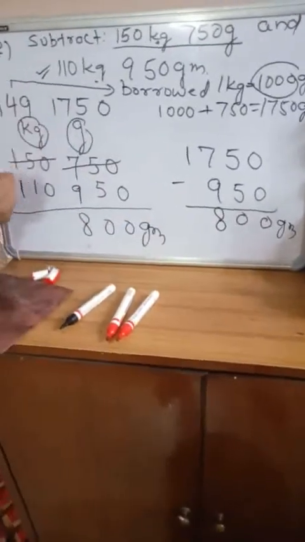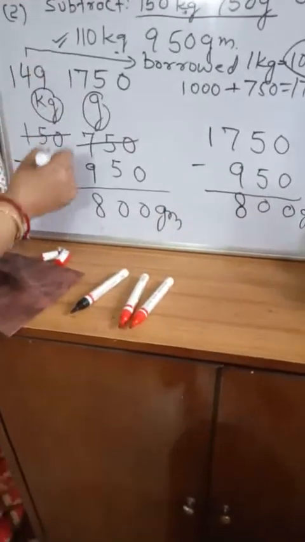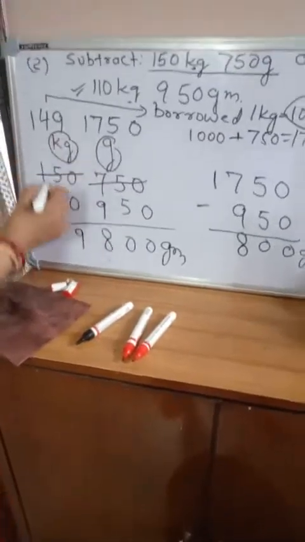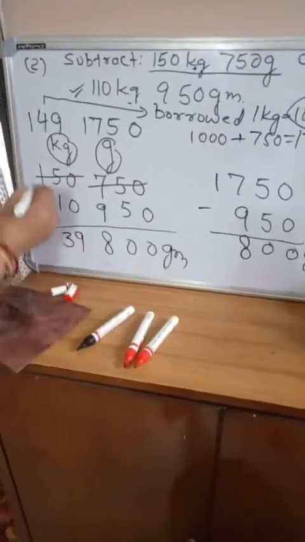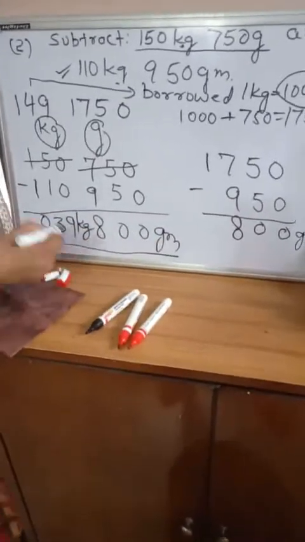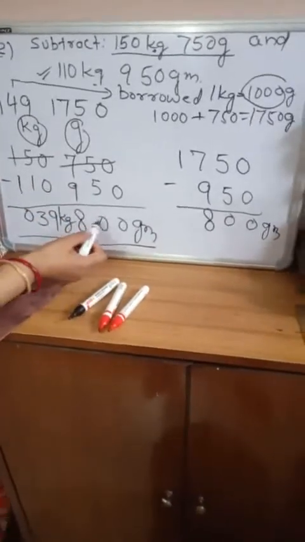Now come to the kilogram section. 149 minus 110. Then we do the subtraction over here. 9 minus 0 is 9. 4 minus 1 is 3. 1 minus 1 is 0. So it becomes 39 kilogram. So the answer, after subtraction by borrowing, is 39 kilogram 800 gram.